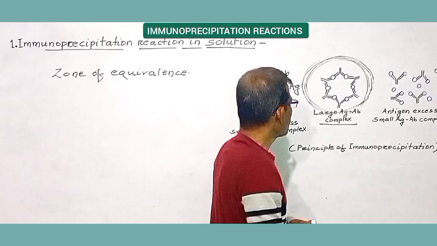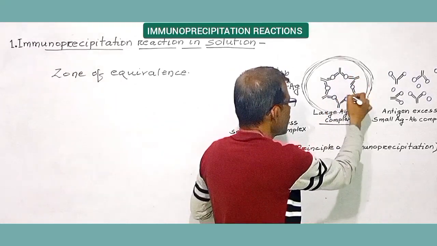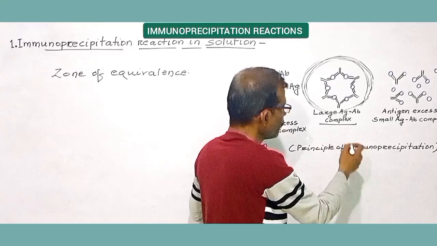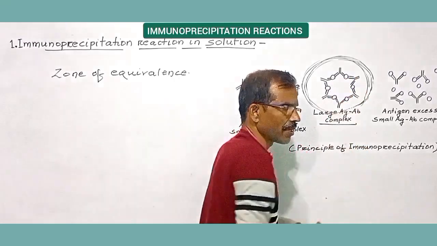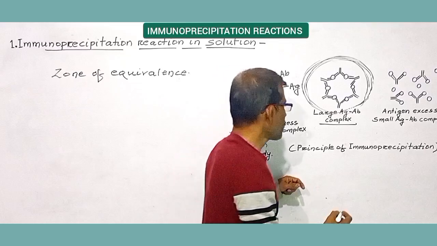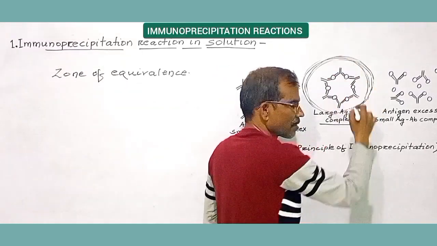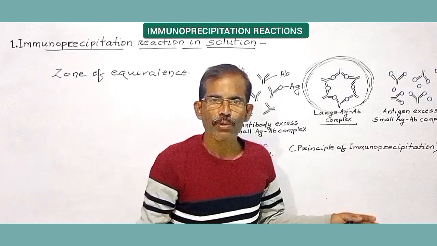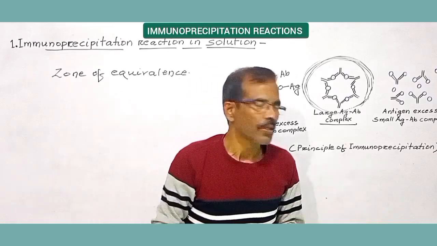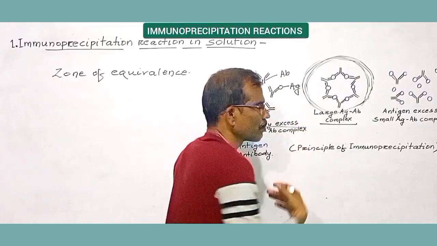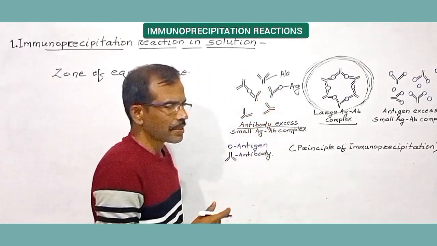In this figure, you can see that these antibody molecules are cross-linked by antigen. This interaction between antibody and antigen results in the formation of large insoluble complexes. As a result, visible precipitation takes place in the zone of equivalence. On one side of the zone of equivalence, there is antibody excess.